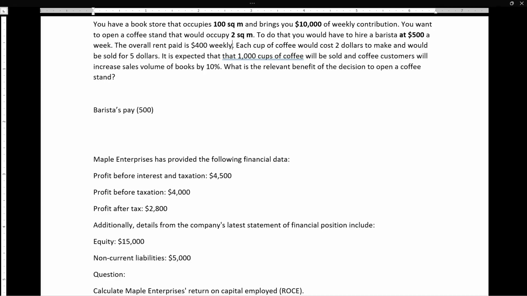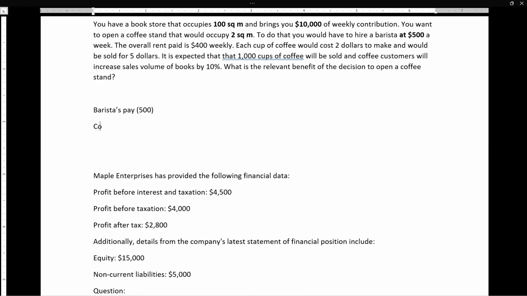But when we're talking about relevant costs, we do not take into account that because rent is going to be paid no matter what. Each cup of coffee costs $2 to make and would be sold at $5. So contribution that is paid per cup is $3. And we need to take this $3 and multiply by the quantity. And we know that it will be 1,000 cups of coffee. So that would be 3,000 of contribution.